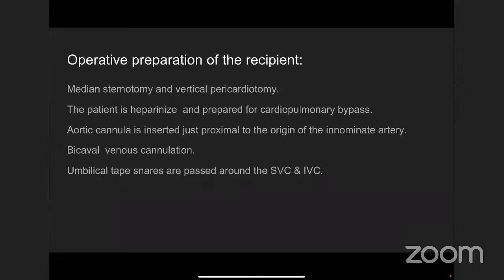Now we go to the operation preparation for the recipient, started by median sternotomy and pericardiotomy. The patient is heparinized and prepared for cardiopulmonary bypass. Aortic cannulation is done proximal to the origin of the innominate artery, followed by bicaval venous cannulation, and the tape snares are passed around the superior and inferior vena cava.